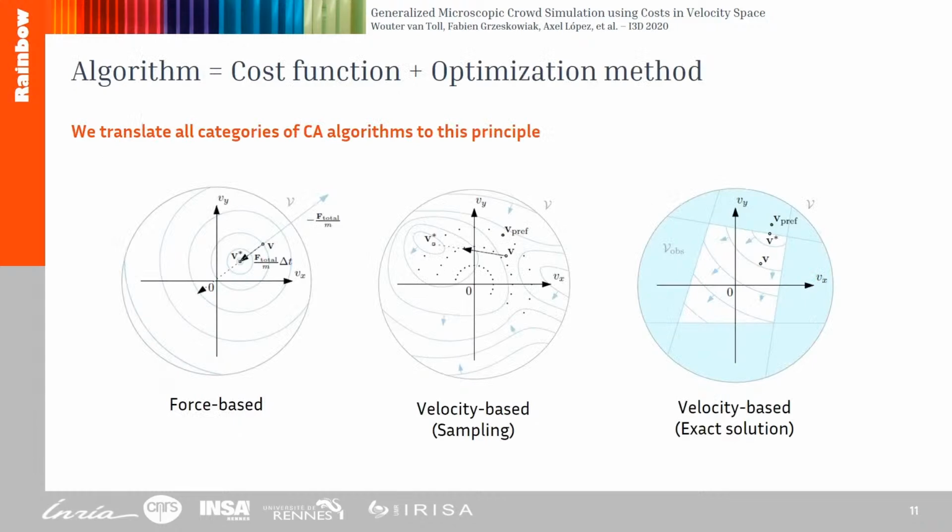The paper proceeds by showing that force-based, velocity-based, and vision-based methods can all be translated to this principle of a cost function plus an optimization method. For this presentation, I've chosen to leave out the details because they are very technical, and it's more interesting to look at some results next. But the takeaway message here is that the translation is indeed possible for all these categories of algorithms.